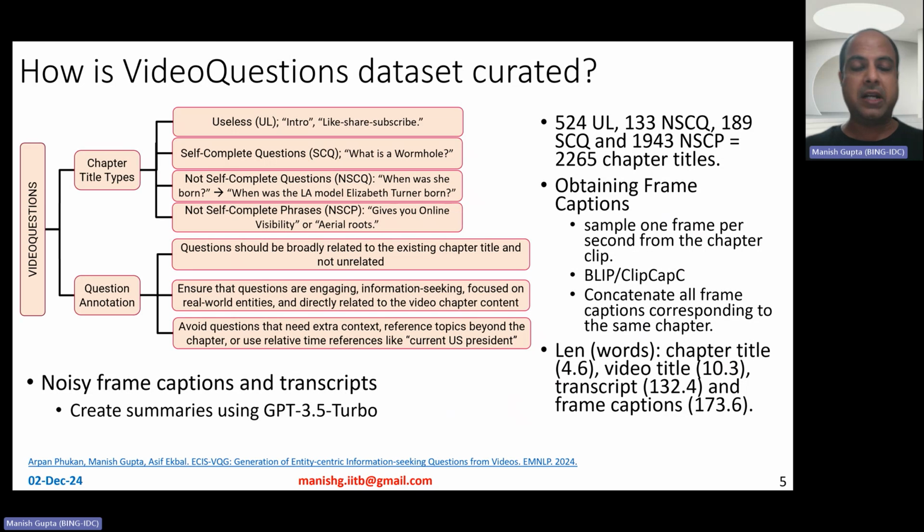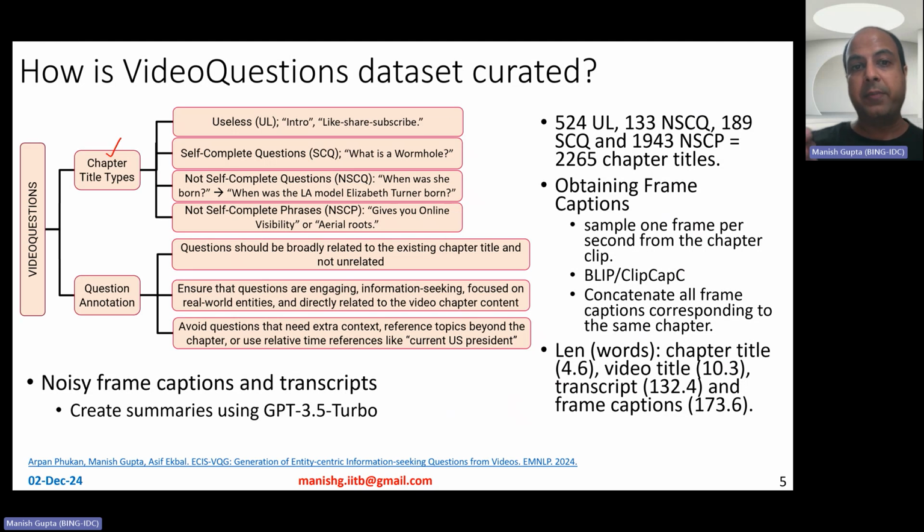Some chapter titles, in fact, are useless. You cannot really create questions out of them. Some chapter titles are really questions by themselves, so they're really awesome, right? Therefore, what we want to do is to first label these chapter titles in the video questions data set, depending on what kind of chapter title it is. The chapter title is of 4 different types, possibly.